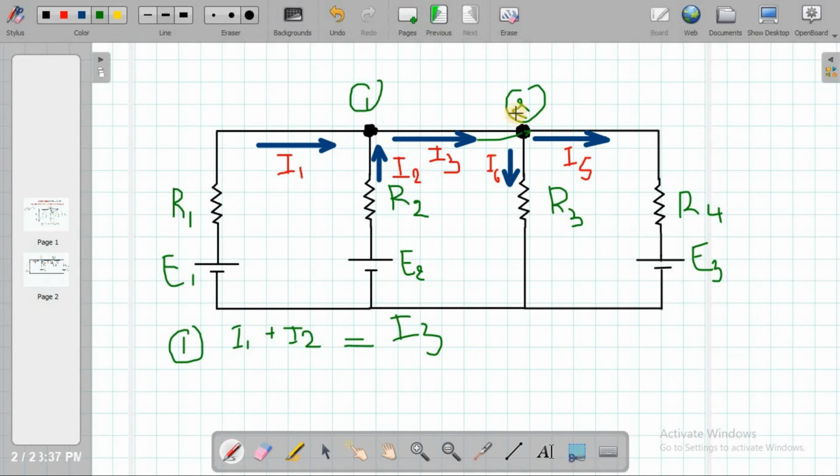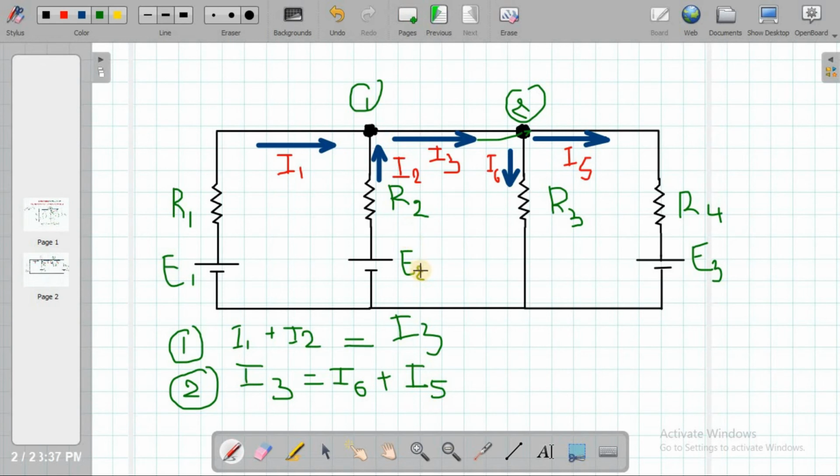But we have another node here, so we can generate another equation. I3 is entering the node, but I6 and I5 are leaving the node. So we can say I3 is equal to I6 plus I5.